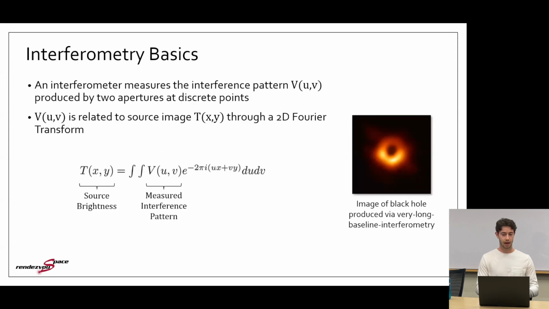From a high-level standpoint, an interferometer simply measures the interference pattern between received electromagnetic traces at two apertures at discrete points. Using this interference pattern, we can obtain, or resolve, the source image through a 2D Fourier transform. Just to give you an example, something you all are probably familiar with, this image of the black hole that we obtained a couple of years back was produced via something called very long baseline interferometry, which is a common technique in radio astronomy nowadays to resolve these sorts of images.